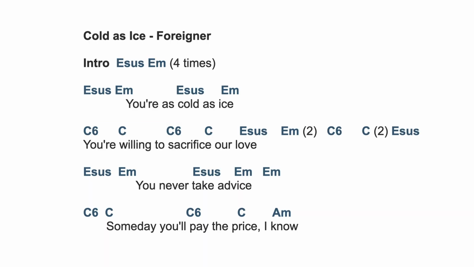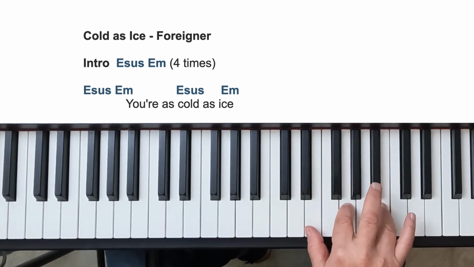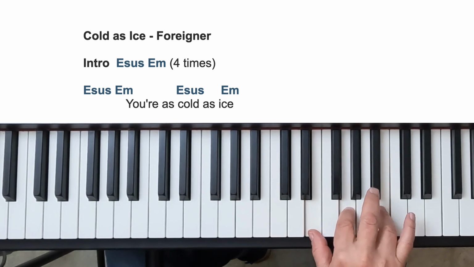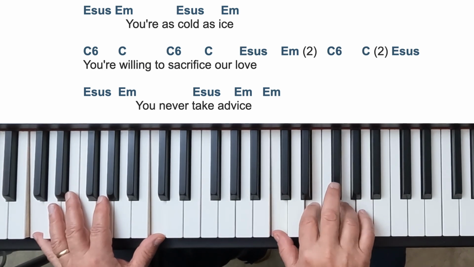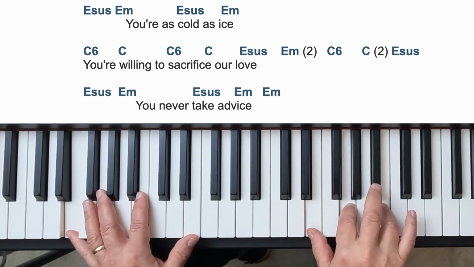Now here's a few examples of popular songs that use sus chords. For example, if any of you know the old song, Cold as Ice by Foreigner, it starts out with this. E sus, E minor, E sus, E minor. And I can't sing it, but that's how it starts. Anyway, it's full of sus chords.